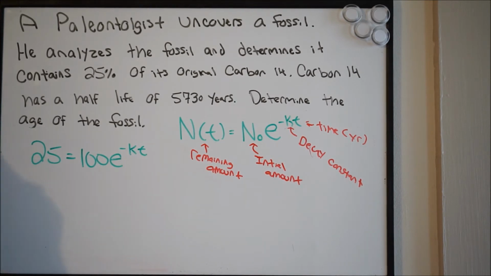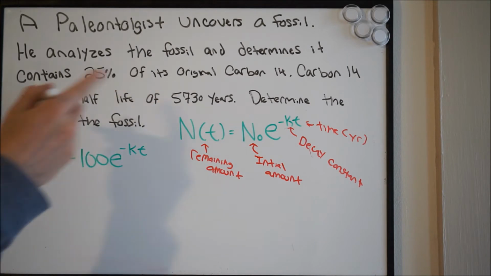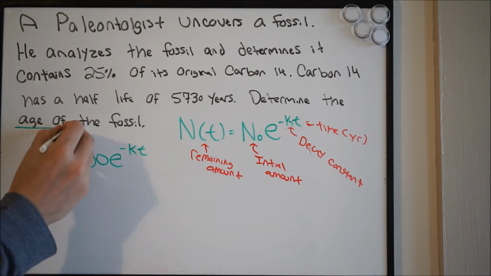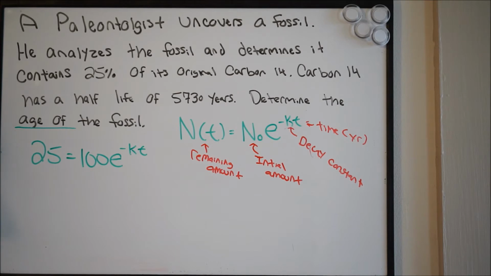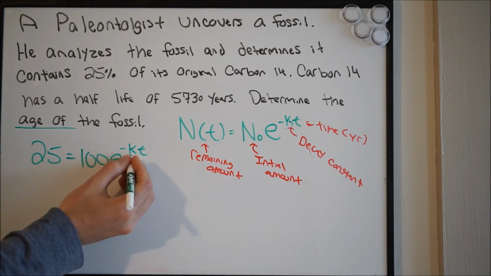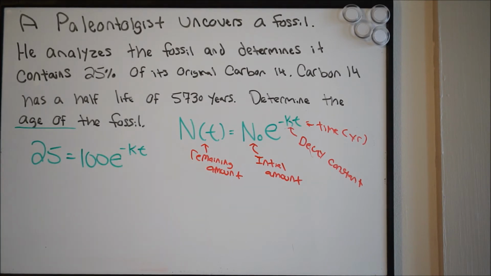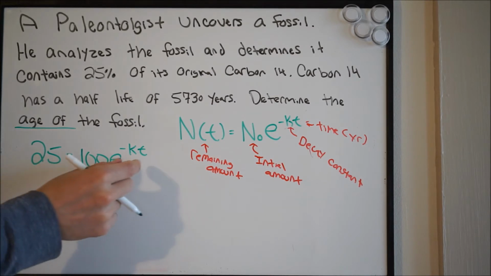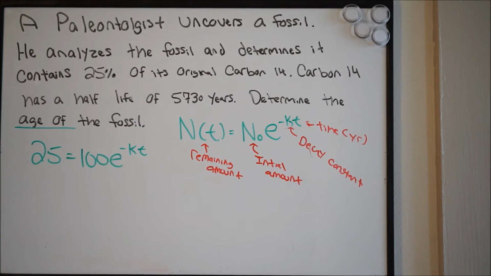Notice I don't have these values because look at what they're asking. They're asking for what was the age of the fossil, determine the age of the fossil. So they want the time here. We're not given the time. So that's what we're trying to find. I also have another unknown here, my decay constant. So I'm running into a bit of an issue here. I have two unknown variables. And I can't solve this if I have two unknown variables. So we have to go about doing this another way.